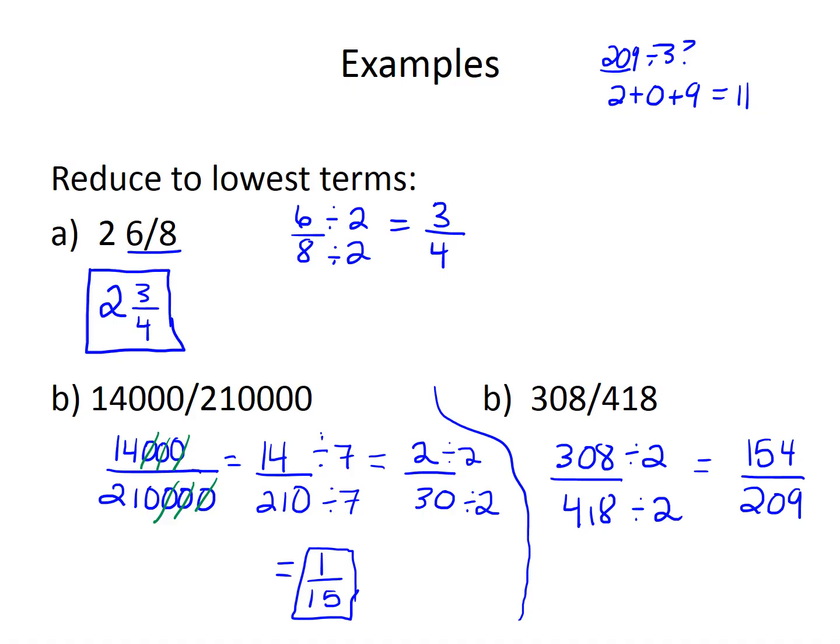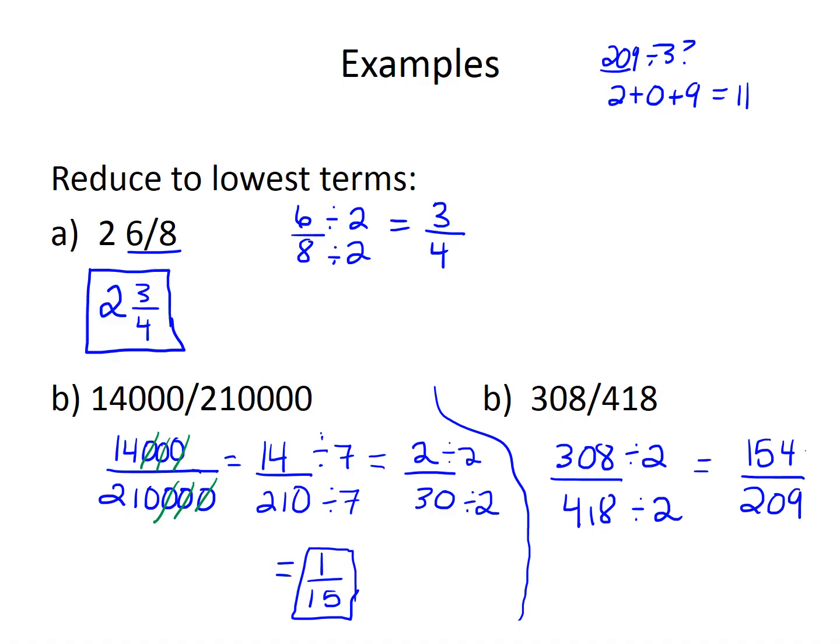4 is not going to go in. 5 is not going to go into both of them because they both don't end in 5 or 0. You don't have to check 6 since 2 doesn't go in. But you could try 7. 154 divided by 7 gives you 22. 209 divided by 7 is not a whole number, so 7 is not going to go into both of those. Don't need to check 8 since 2 didn't work. Don't need to check 9 since 3 didn't work. Don't need to check 10 since 2 didn't work, but you check 11.